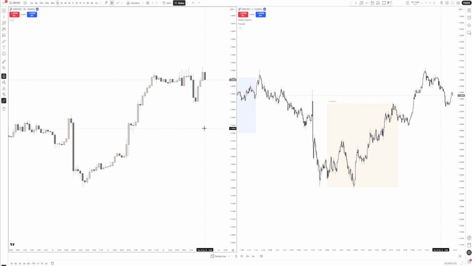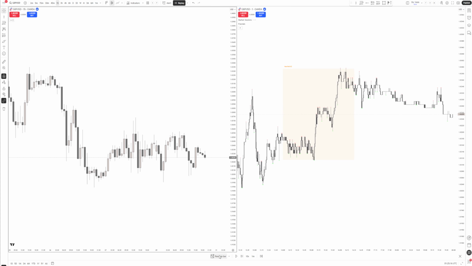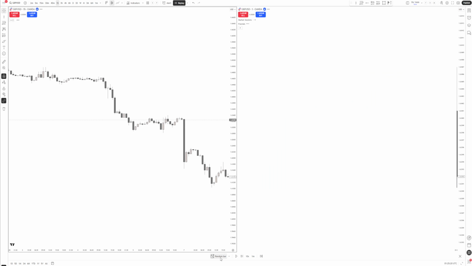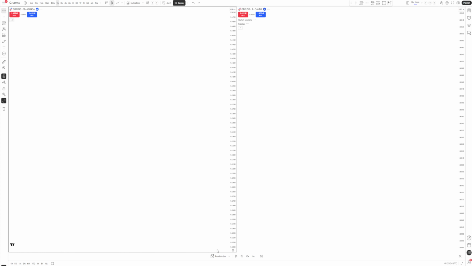Okay, this one is 6 p.m. So it's towards the end of the day, of course. Do I really want to be trading towards the end of the day? Not really. I want to be trading towards the start of the day. 3 a.m. Asia again. Not being very helpful, this replay tool.